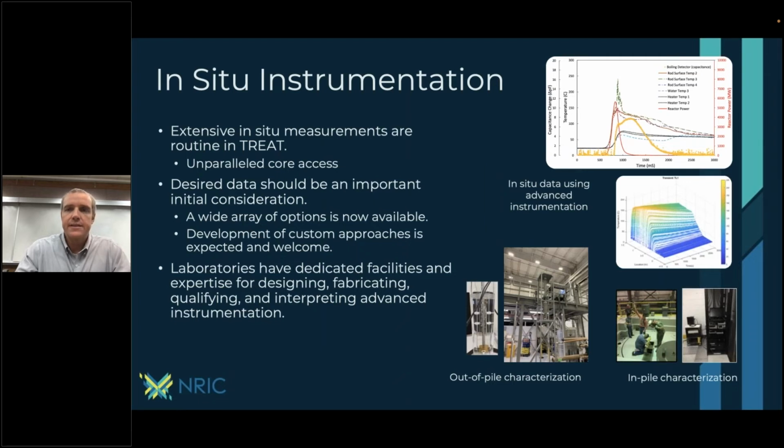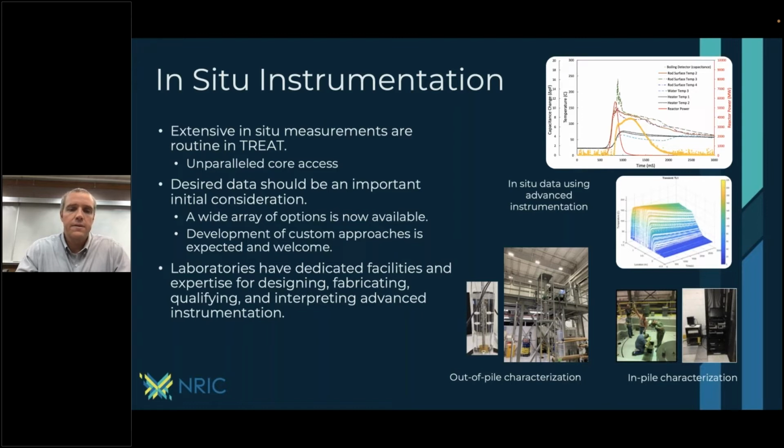So I think this is my second to last slide. Just want to make a comment about the instrumentation. I think this is maybe a little bit generic to several of our test reactors, but I mentioned that one of the advantages that we have in TREAT is good access to the core. It's not easy, but it's relatively very good access to the core.